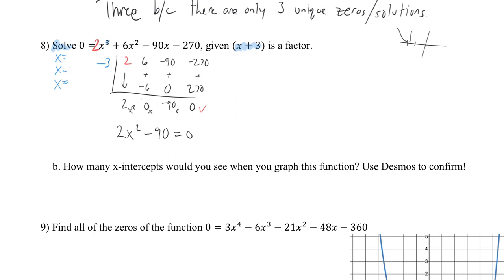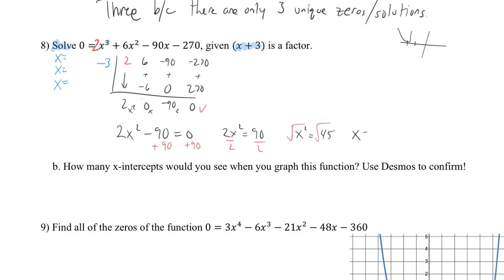Set to equal 0 since it's an equation we need to solve. I'm not going to factor this to solve. I'm just going to get x by itself since there's only one x in the problem. So I'm going to have 2x squared equals 90, divided by 2. So x squared will equal 45. Square root both sides.